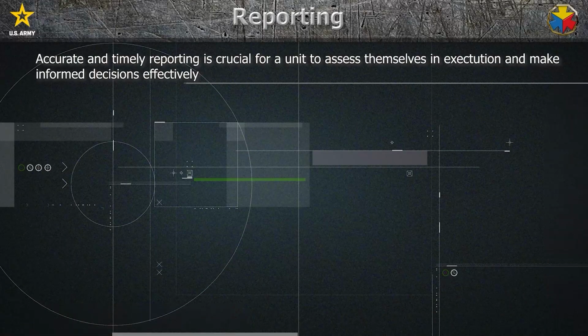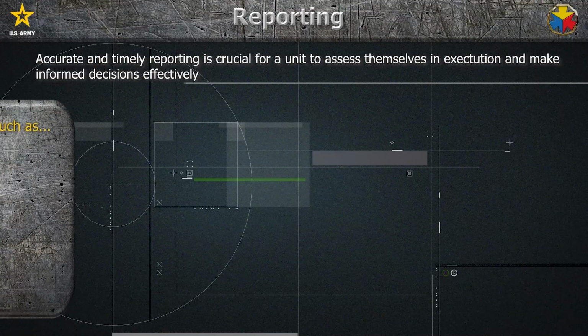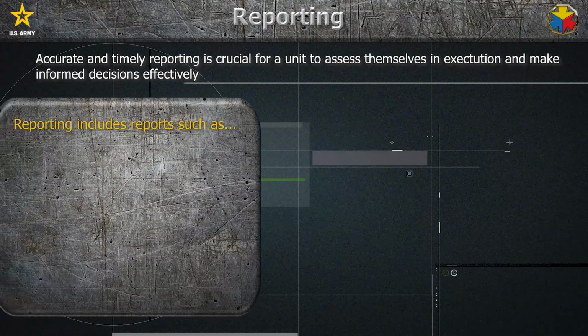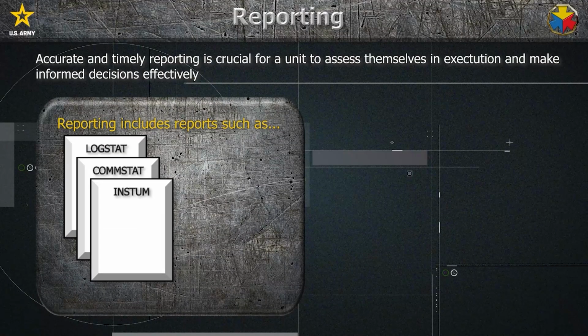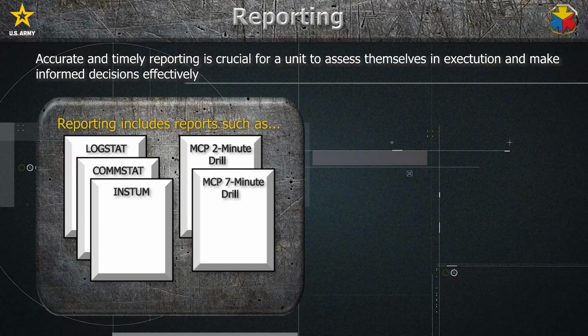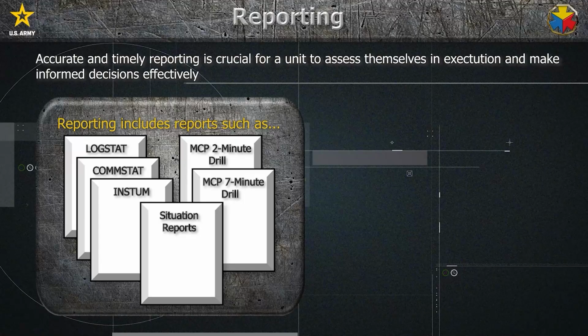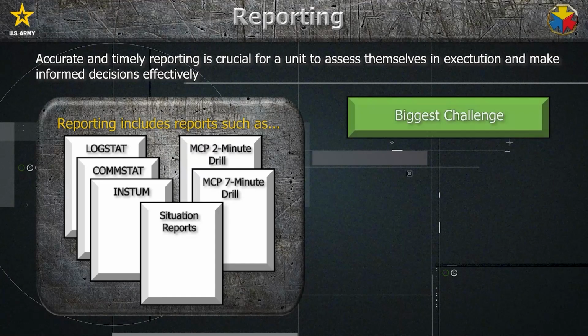Accurate and timely reporting is crucial for a unit to assess themselves in execution and make informed decisions effectively. Reporting includes reports such as a log stat, a ComStat, an intelligence summary, or even a 2-minute or 7-minute drill at the command post, and situation reports from subordinate commanders and their command post. One of the biggest challenges in reporting is ensuring accuracy.